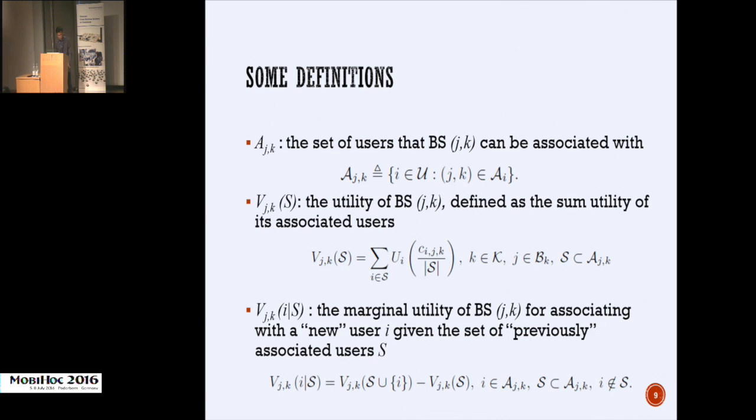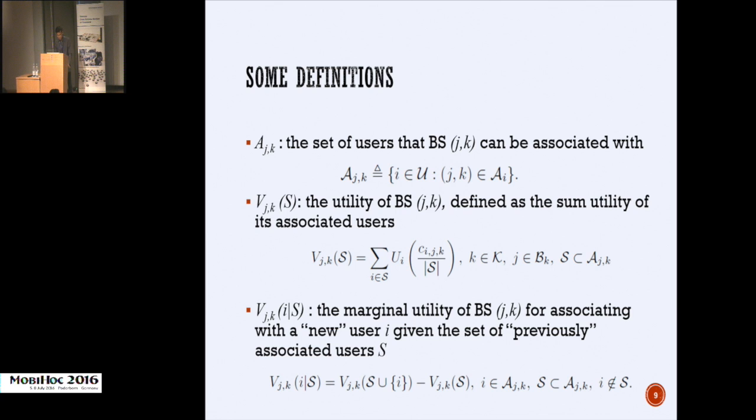Last, we use VJK I/S to denote the marginal utility of base station JK for being associated with a new user I, given the current set of association S. You can see that the marginal is defined by the last formula: VJK of S union the new user I, minus VJK of the current set of users S.